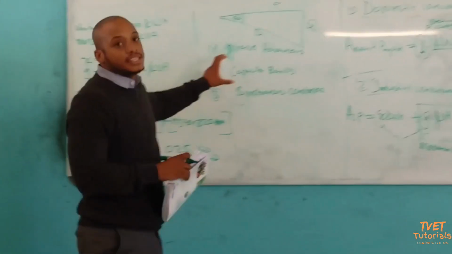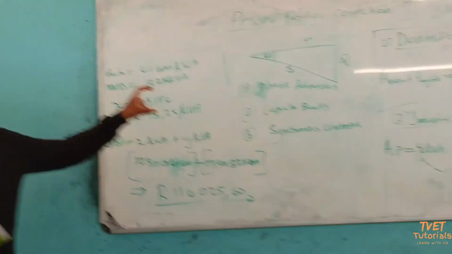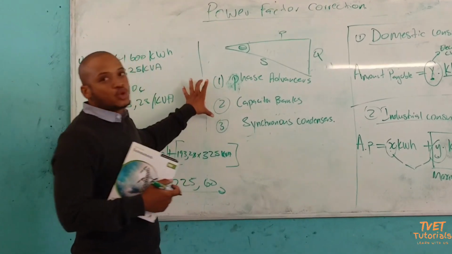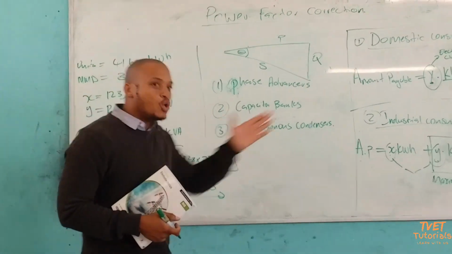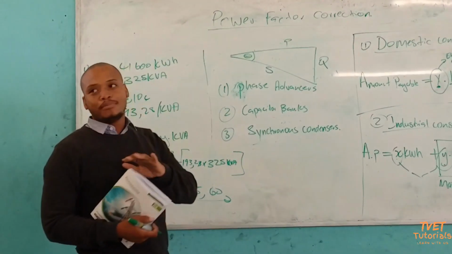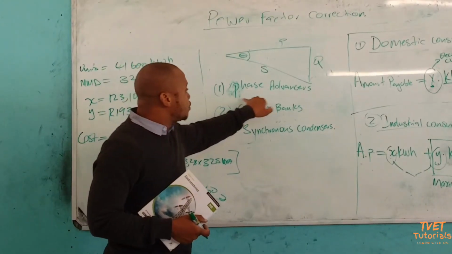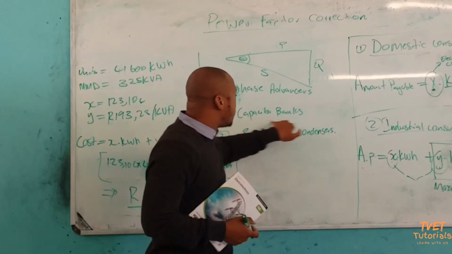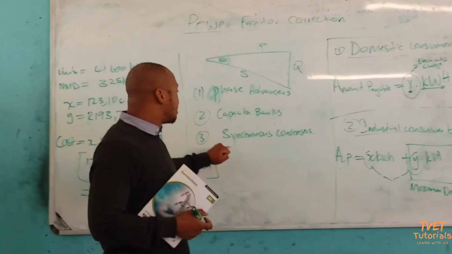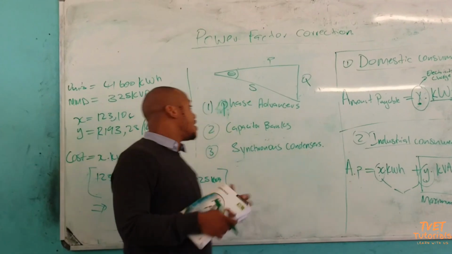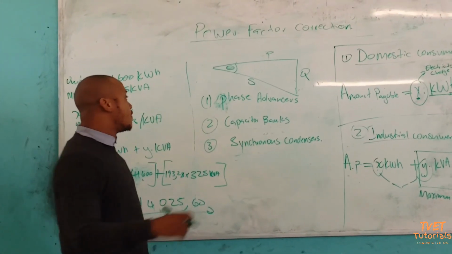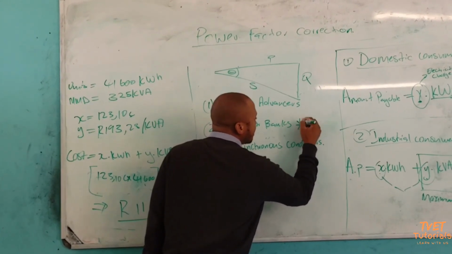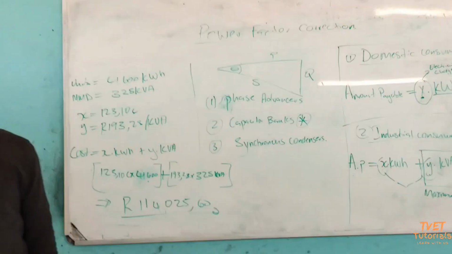Alright, so it's these 3 things. These are the 3 remedies for a poor power factor, or these are the 3 things that you can use to correct a poor power factor alongside your load and your supply. Firstly, you can use phase advancers, right? And secondly, you can use capacitor banks. And lastly, you can use the synchronous condensers.